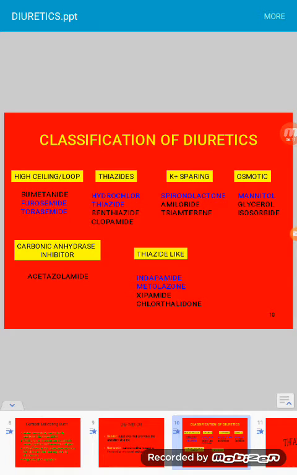And acetazolamide is used for some other indication by the ophthalmologist. That will come after in due course. In the coming slides, I'll tell you where they are going to use acetazolamide. Though it is a diuretic, it is not used as a diuretic.